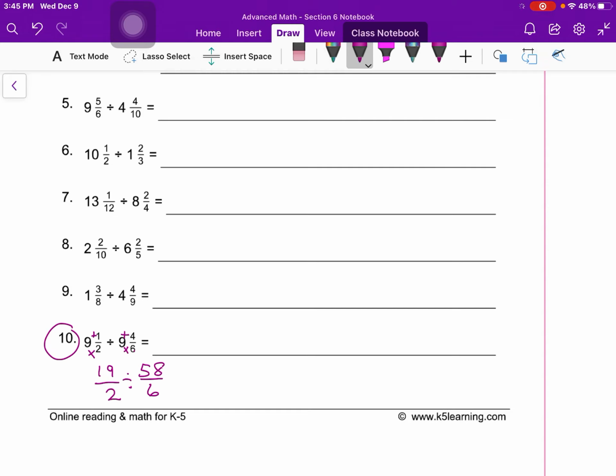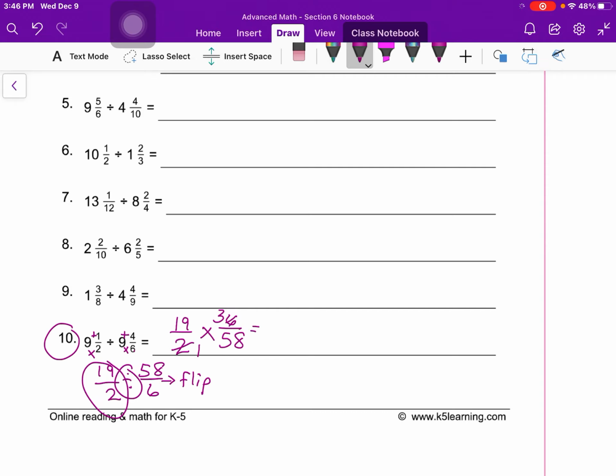Now to divide fractions, remember we keep, change, flip. So we will keep this first fraction. We will change the sign, and we will flip this second fraction. And then we look for where we can simplify ahead of time so we don't have to multiply such big numbers. We can simplify the 2 and the 6 right away, we see.